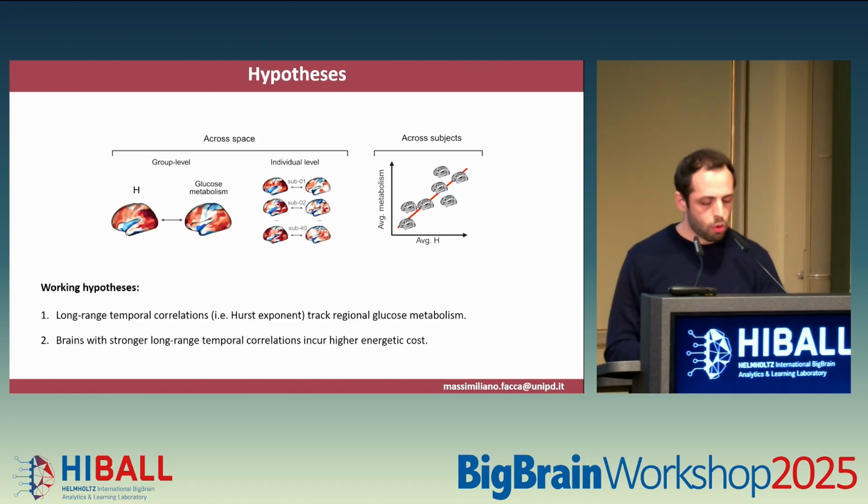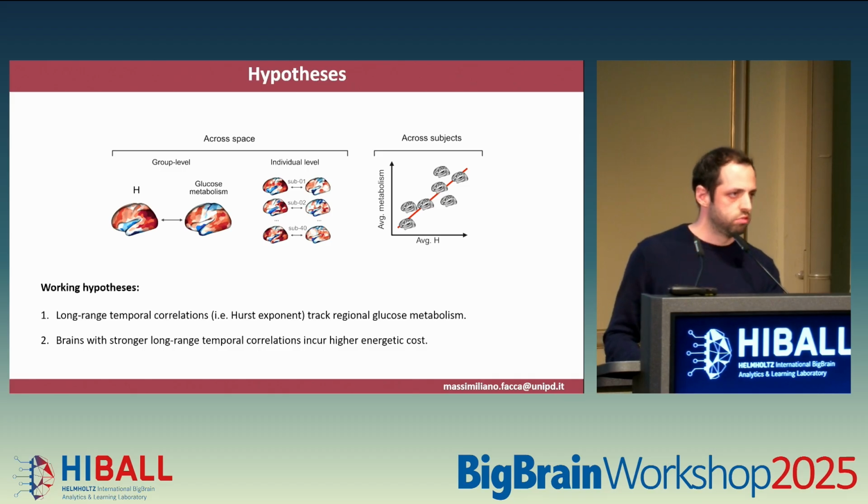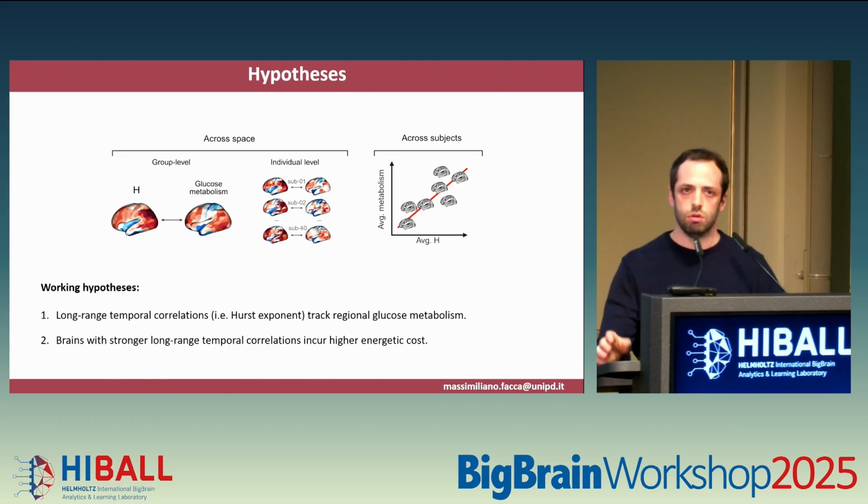Now, we wanted to test two predictions. Firstly, that the Hurst exponent would track regional glucose metabolism, and then an across-subjects relationship, meaning that individuals with stronger scale-free activity should also display a higher glucose metabolism if these two are related.